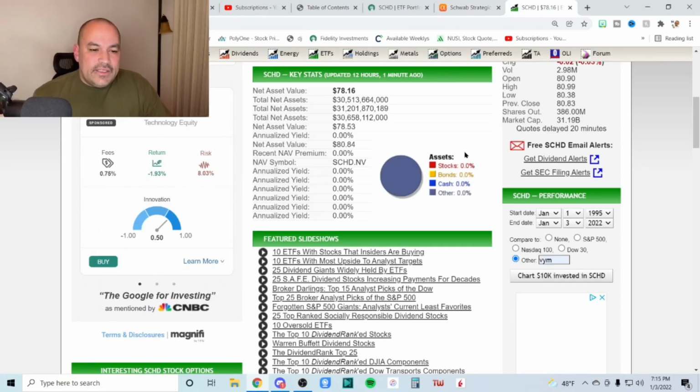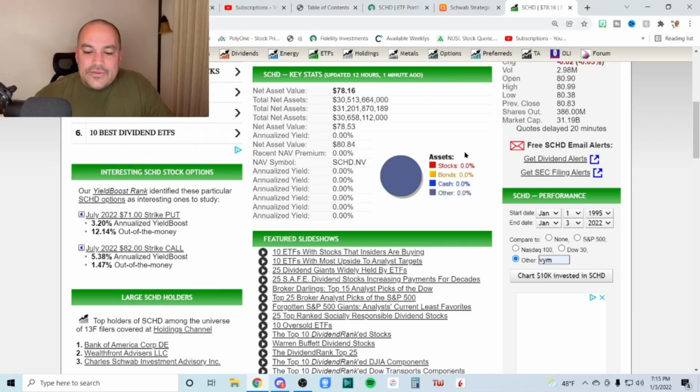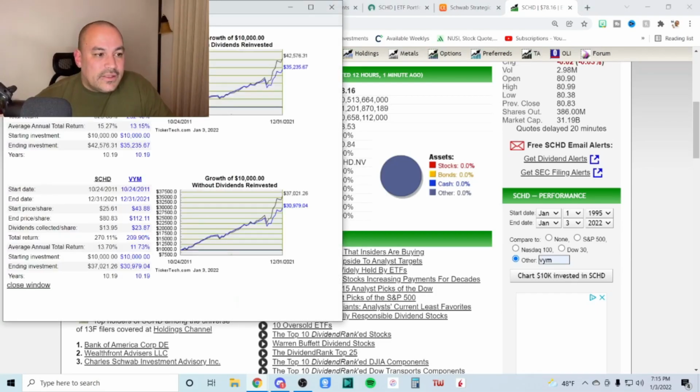And SCHD, a lot of people like to compare to VYM. So every time I do one of these overviews, if I think one ETF is kind of similar, or people like to compare them, I'll compare them to those. And this one is very similar, or compared a lot to SCHD. So let's take a look and see how that did. Let's let that populate.